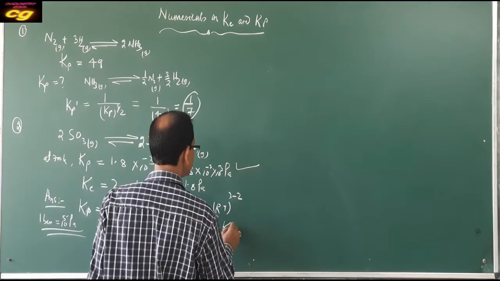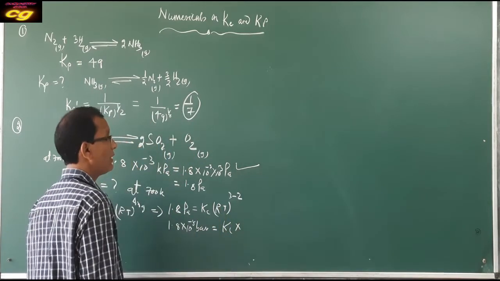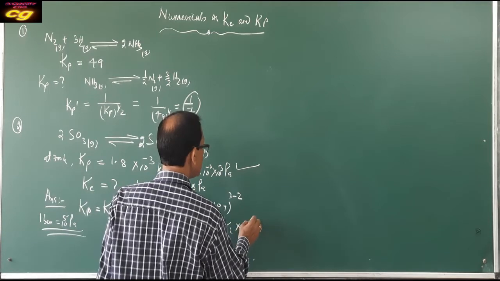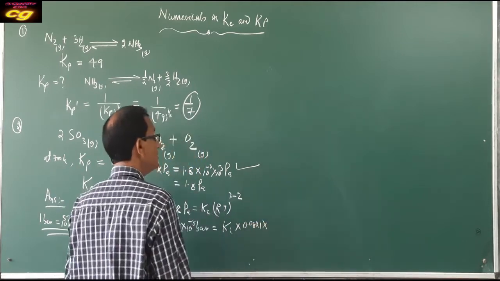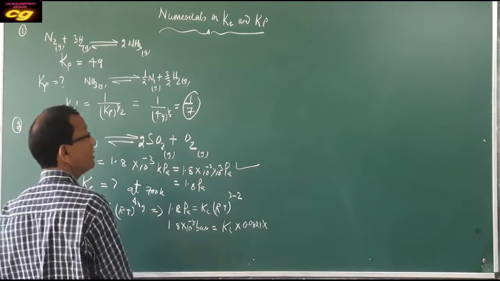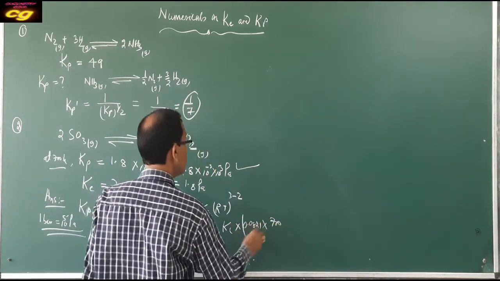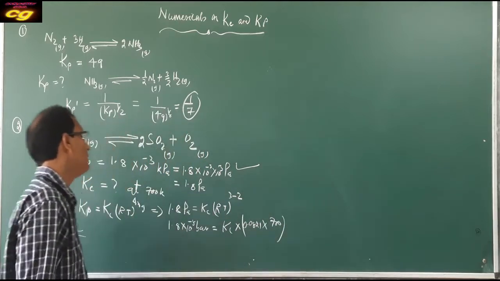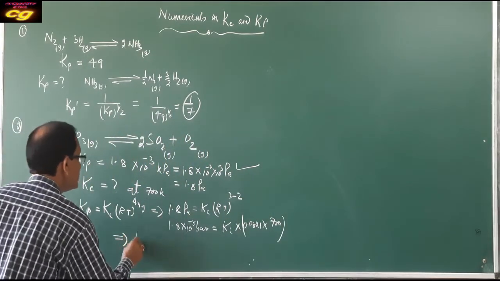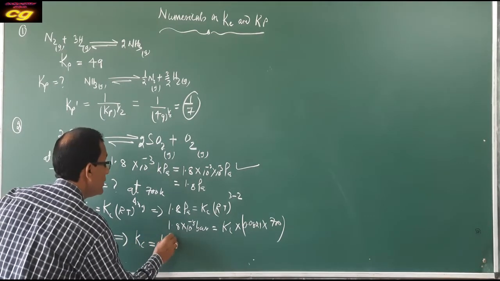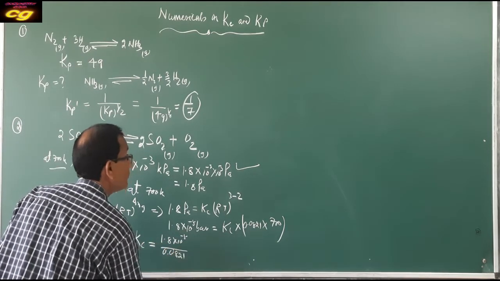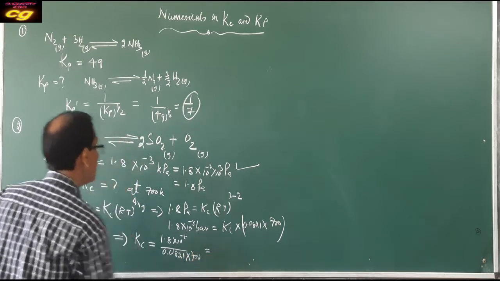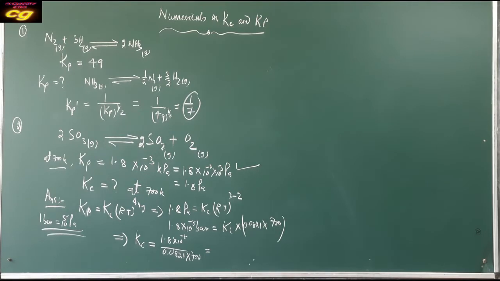So the value of R is 0.0821, into T, which is 700 as per the question. Delta n is 3 minus 2, which is 1. So what is the value of Kc? Kc is equal to 1.8 into 10 to the power minus 5 upon 0.0821 into 700. Here, how much will the answer be? You calculate, try to calculate it. You have to practice the calculation. I can calculate speedily.